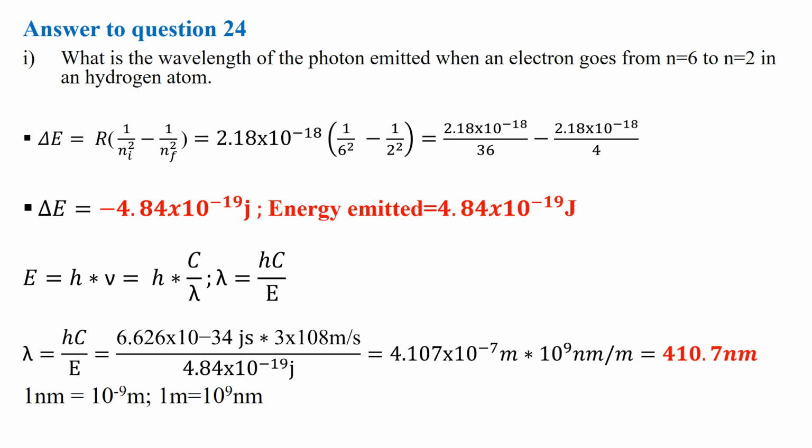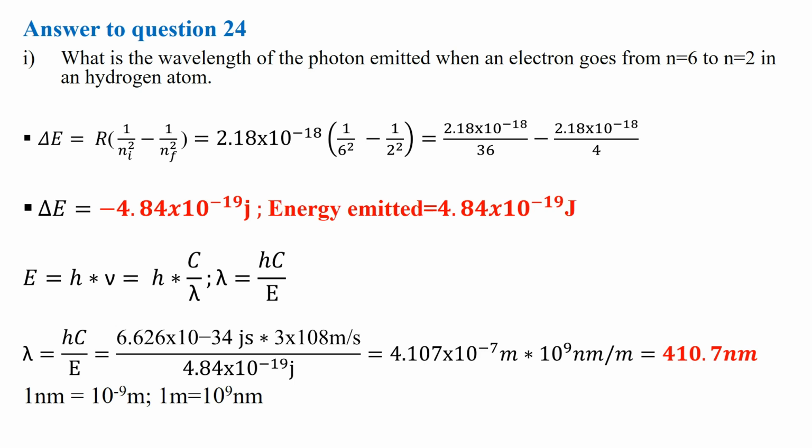Energy cannot be negative, so this negative sign means that the energy is emitted. It means that there is a loss of energy. The negative sign indicates the loss of energy, that the energy is emitted. So the emitted energy is equal to 4.84 times 10 power negative 19 joule.